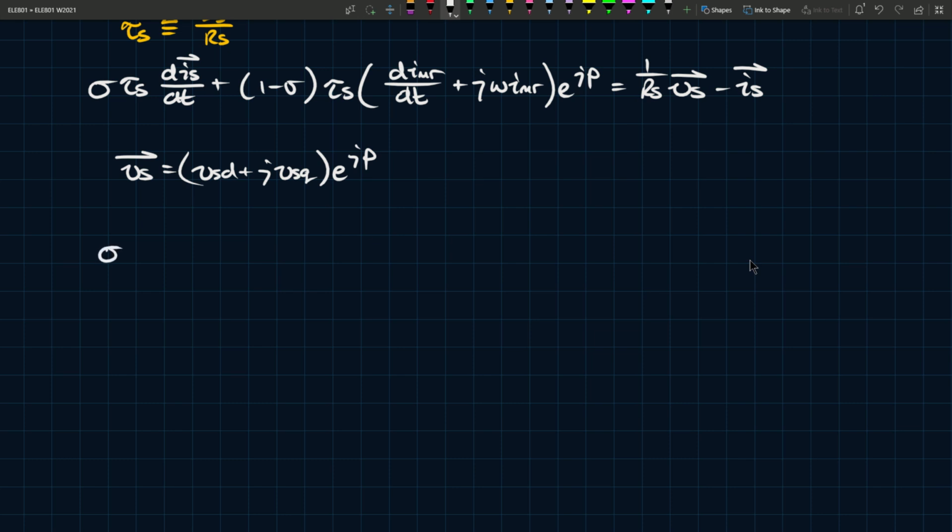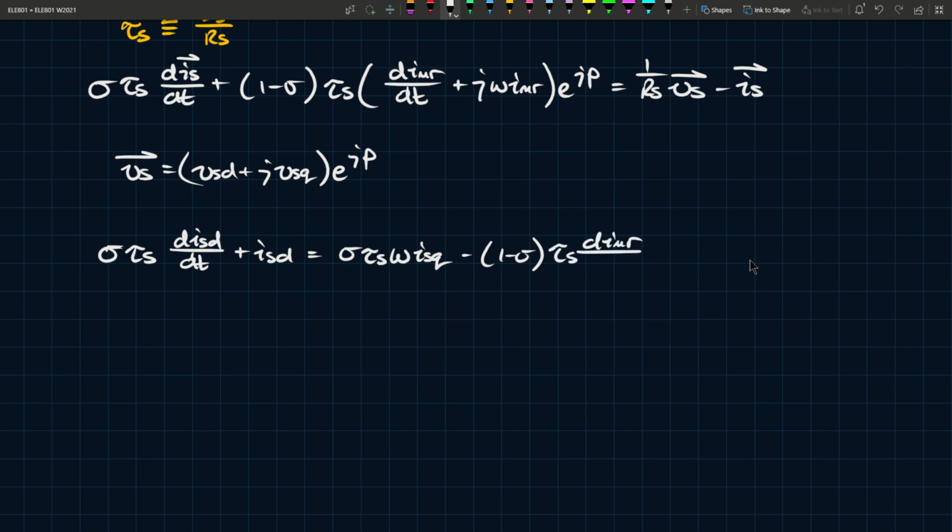But the resulting equations, once you carry that process out, are two equations. You'll get one equation that says sigma tau s disd by dt plus isd is equal to sigma tau s omega isq minus 1 minus sigma tau s dimr by dt plus 1 over Rs Vsd. This is one equation.